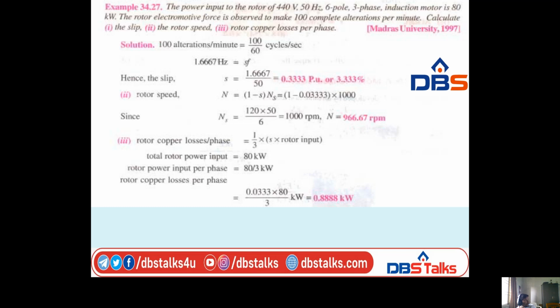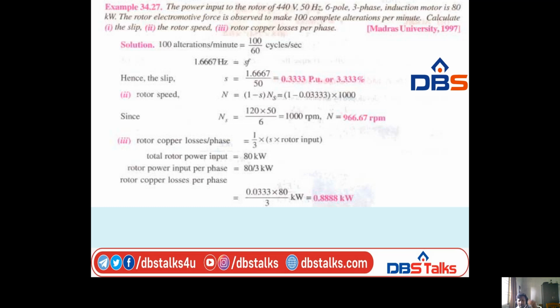Last problem. The power input to the rotor of a 440 volts 50 Hz 6 pole 3 phase induction motor is 80 kilowatts. The rotor electromotive force is observed to make 100 complete alternations per minute. Calculate the slip, rotor speed, rotor copper loss.